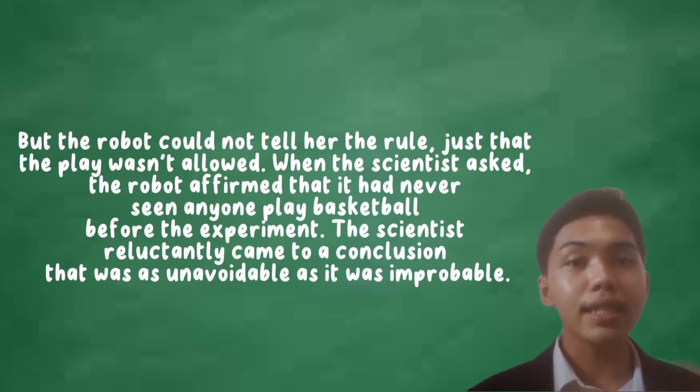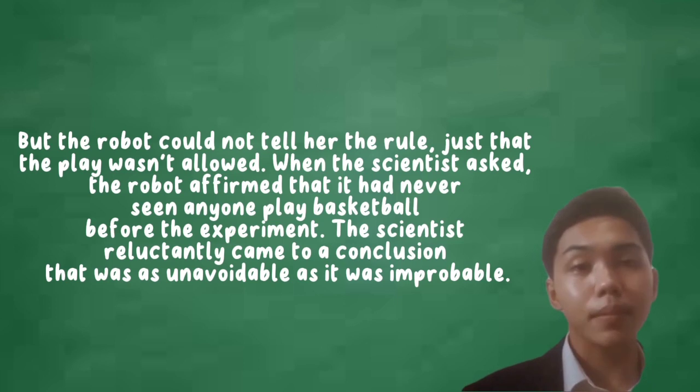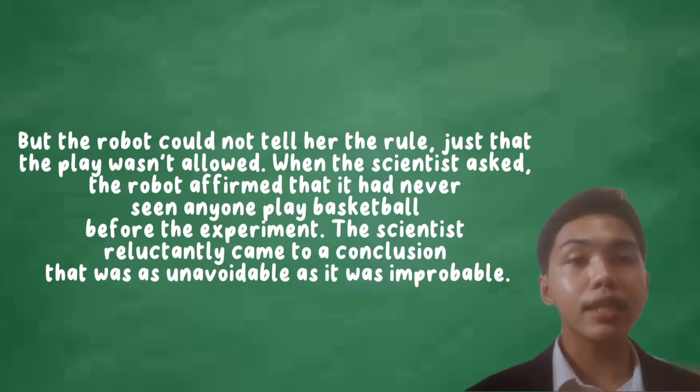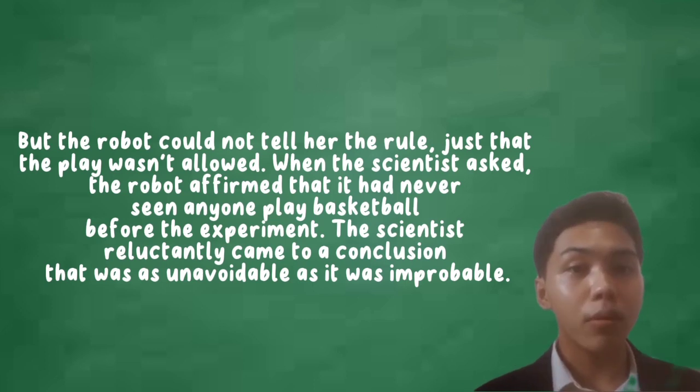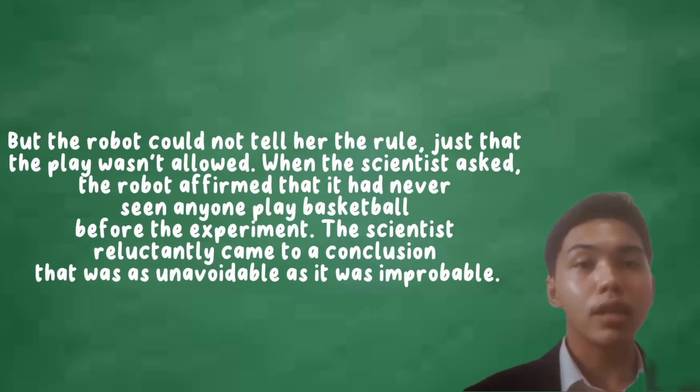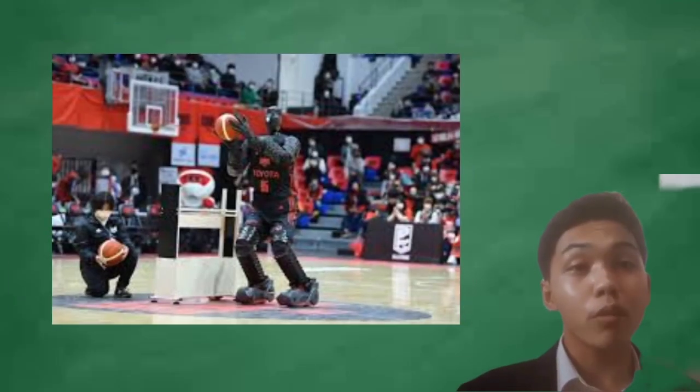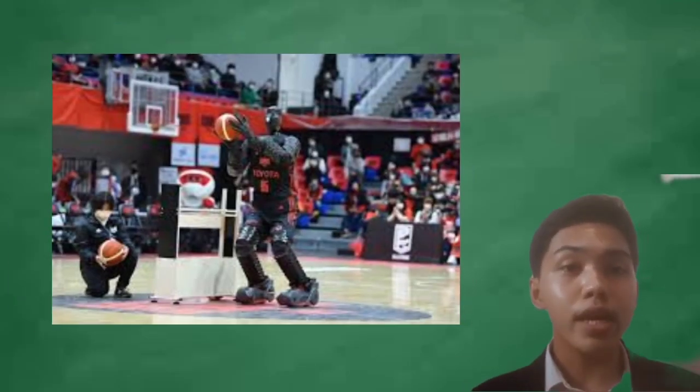When the scientists asked, the robot affirmed that it had never seen anyone play basketball before the experiment. The scientists reluctantly came to a conclusion that was as unavoidable as it was improbable. The robot had been pre-programmed with the rules of basketball without being aware of it. So I will give you an example of a video clip where a robot is playing basketball.